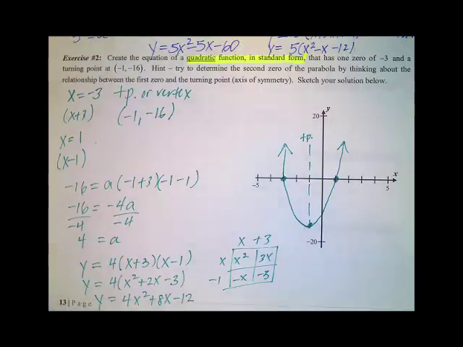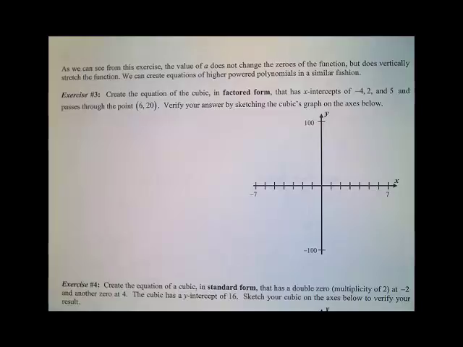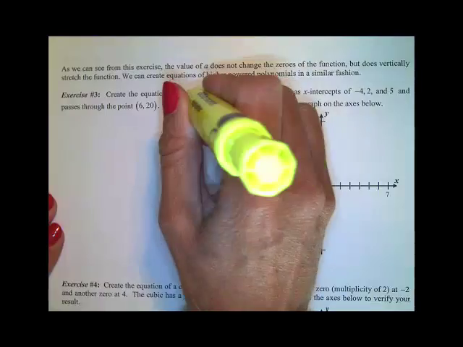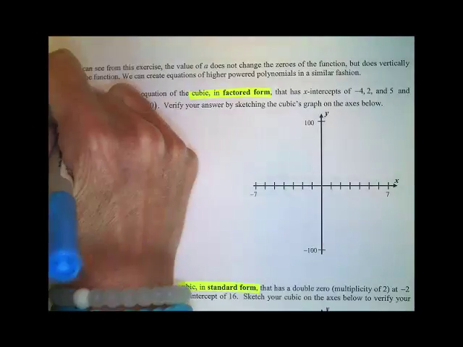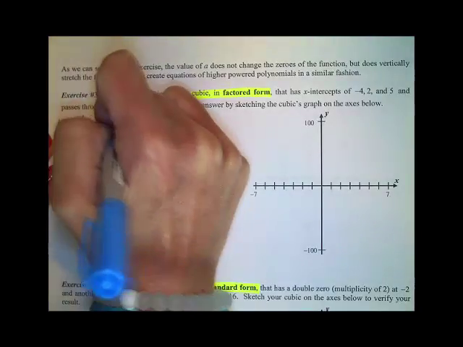All right, let's look at the next page. We are going to do the exact same thing, except now we're doing this to higher powers. So in this first example, it's a cubic, and it says factored form. And then down here is a cubic in standard form. Oh, fun, fun. So the first one, create a cubic in factored form, and it has its x-intercepts. And it passes through a point, just any random point. All right. So we know that that gives us x equals -4, x equals 2, and x equals 5.